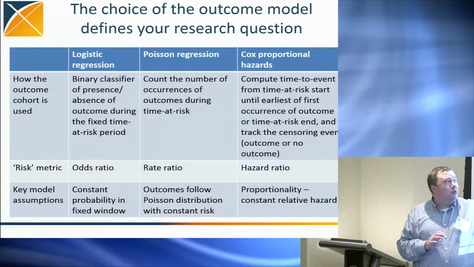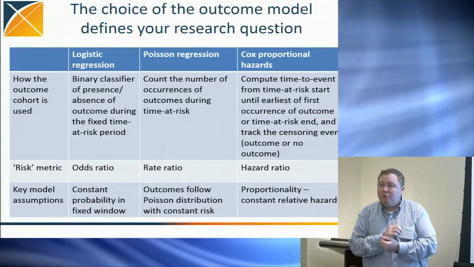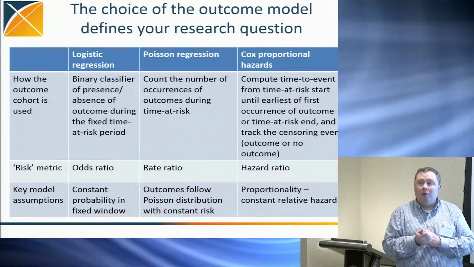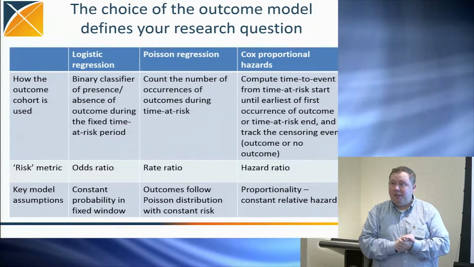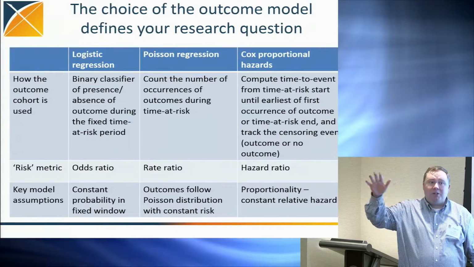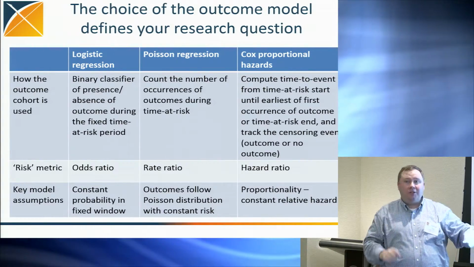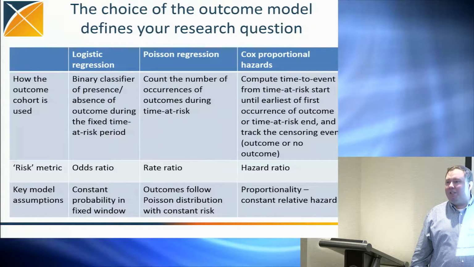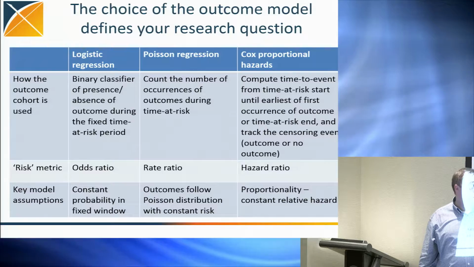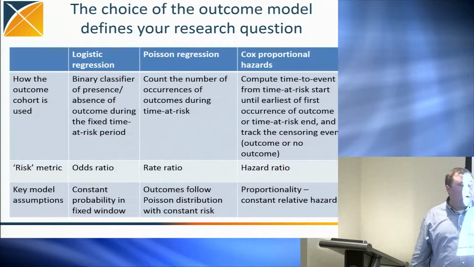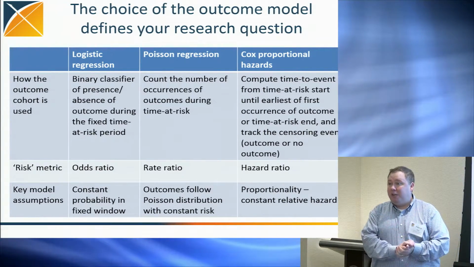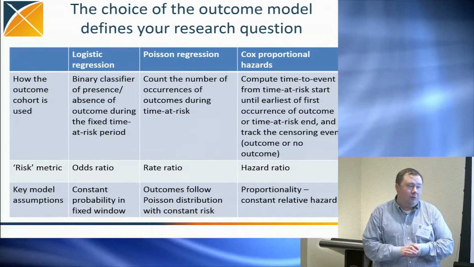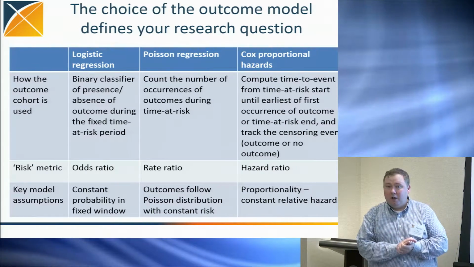Second model here is Poisson regression. Here what you can think about is counting the number of occurrences of an outcome during the time at risk. Okay? So running with Nicole's example, right now it just says the risk of UTI. We haven't specified what the model is. First one would have been, did they have a UTI, yes or no? This might be, how many UTIs did they have during their time at risk? With a Poisson regression, you're going to get a rate ratio. You're going to be able to have a ratio of incidence rates. Key here is that the outcomes follow a Poisson distribution with a constant risk in that time interval.